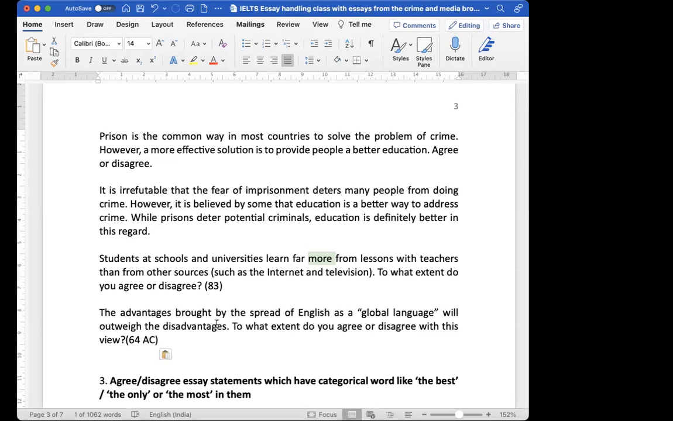Okay, ma'am. Then this essay, see, the advantages brought by the spread of English as a global language will outweigh the disadvantages. जो advantages English को global language के spread करने से होंगी, वो disadvantage से ज़्यादा होंगे. Do you agree or disagree? Now outweigh आ गया. Okay, will be more than आ गया. Will outweigh और या more than ये word आ गया.